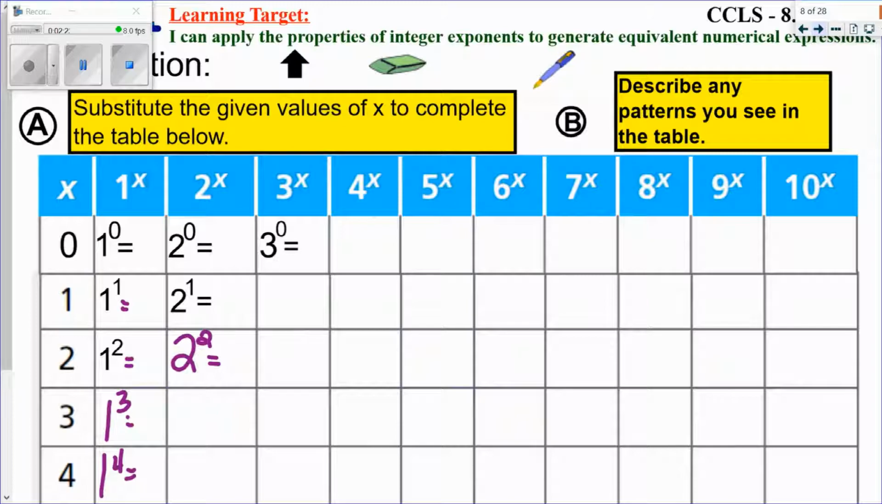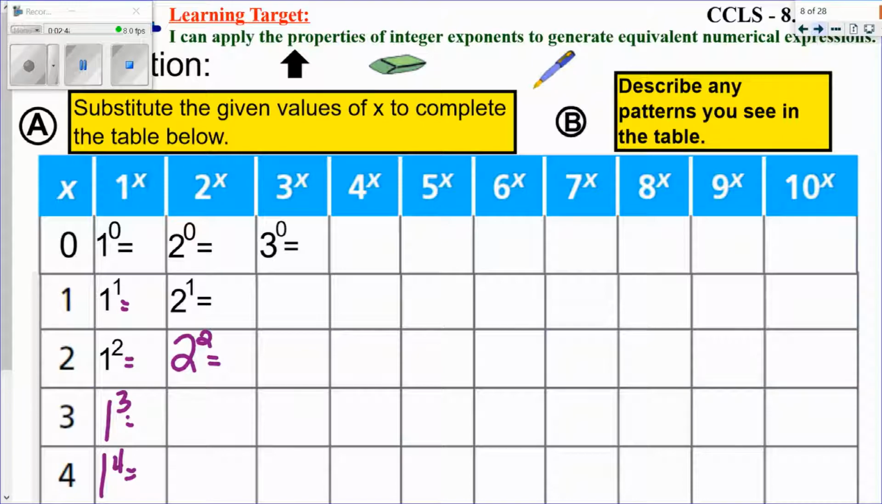Now we would like you to substitute the given values of x to complete the table below. And then you have to describe any patterns you see in the table. So this is base 1, base 2, base 3, base 4. And then they have x as the exponent. Well, the x's are 0, 1, 2, 3, and 4. The first line is 1 to the 0, 2 to the 0, 3 to the 0.